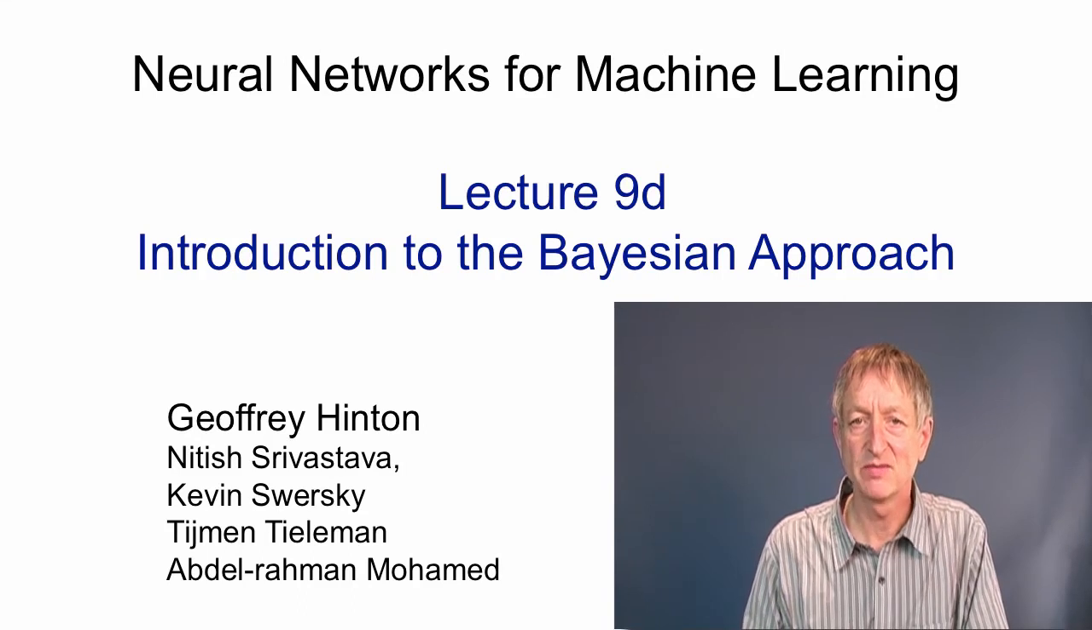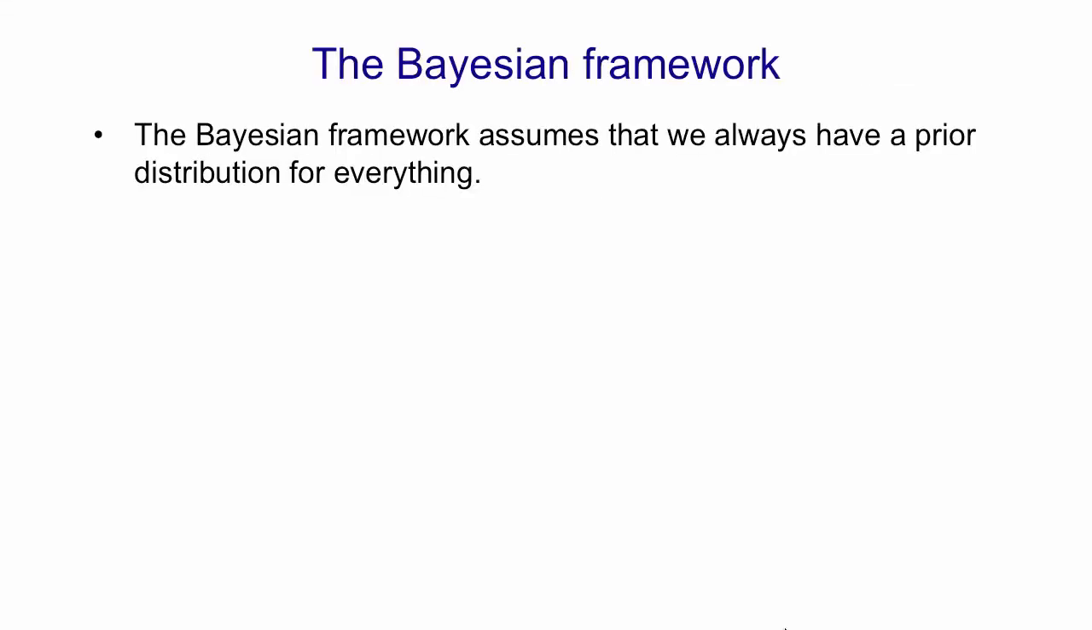The main idea behind the Bayesian approach is that instead of looking for the most likely setting of the parameters of a model, we should consider all possible settings of the parameters and try and figure out for each of those possible settings how probable it is given the data we observed. The Bayesian framework assumes that we always have a prior distribution for everything. That is, for any event you might care to mention, I have to have some prior probability that that event might happen.